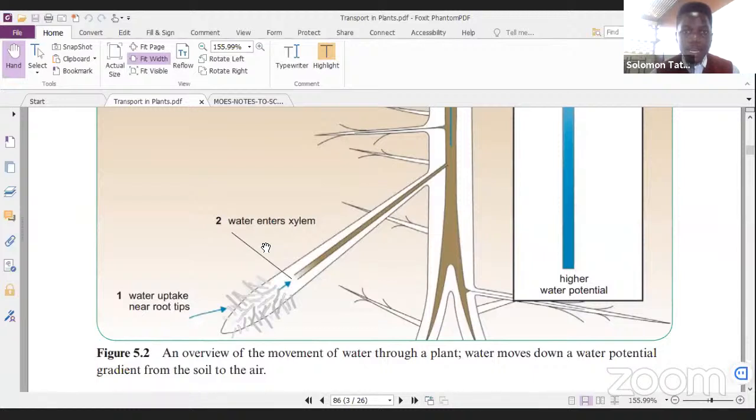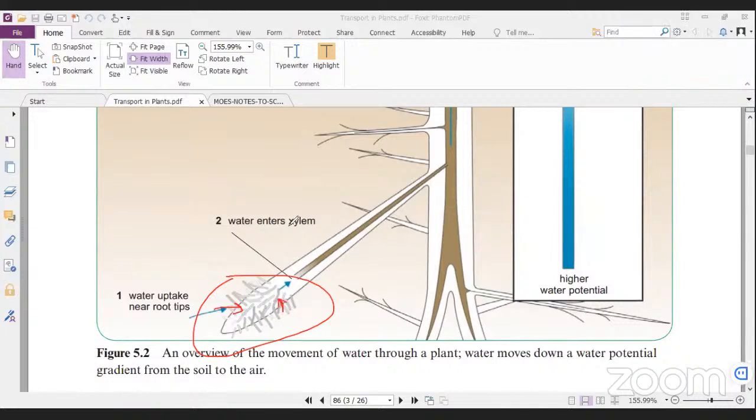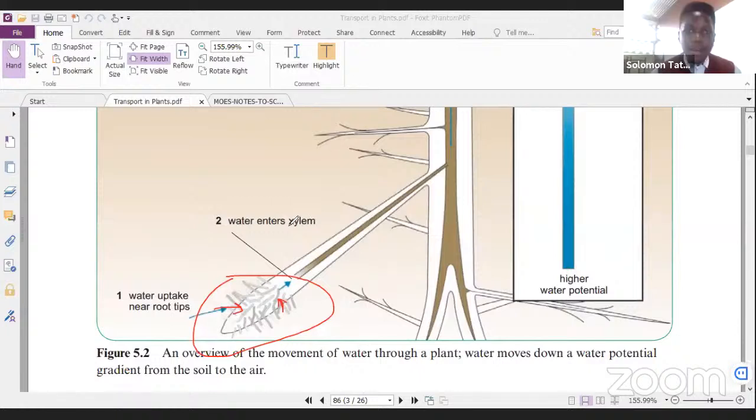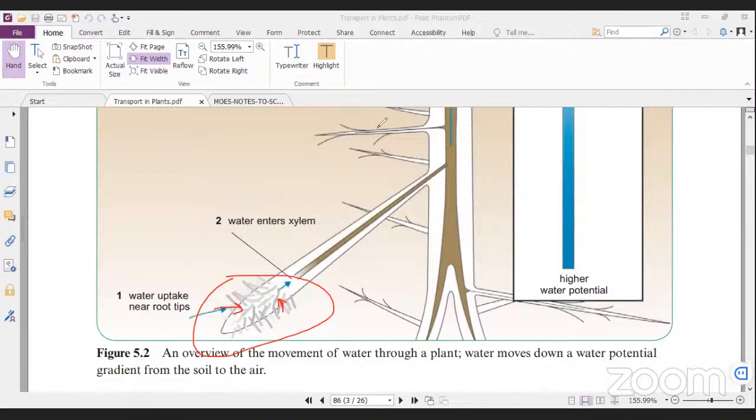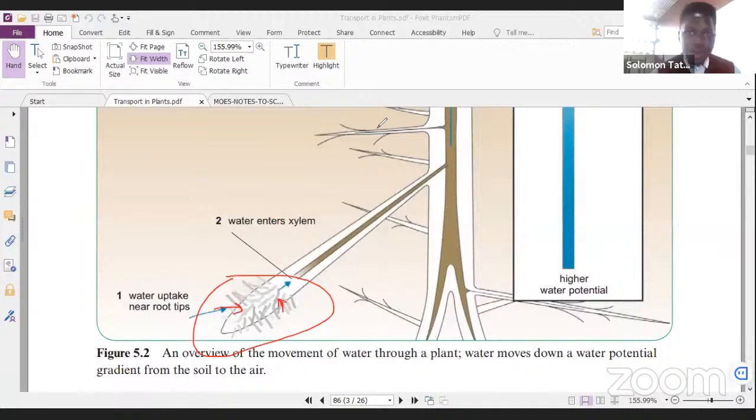Let me try to highlight that. Right here in the roots, okay? When water is entering, the uptake of water, does it require energy or no energy? Who knows? I think it requires no energy, because that's by process of osmosis, and osmosis requires no energy. Okay, very good. Any other suggestion? Yes, Joel?